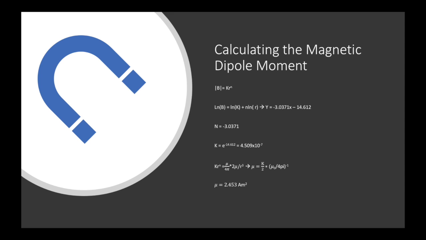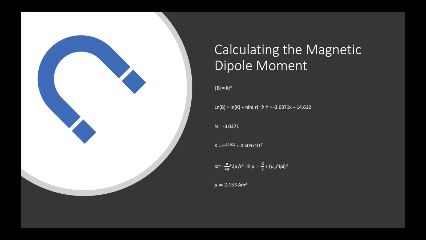r. The next step in this lab is to use the data we found when moving the magnet at different distances away from the sensor and the corresponding equation found on the ln of B of x versus ln of r graph in order to calculate the magnetic dipole moment.